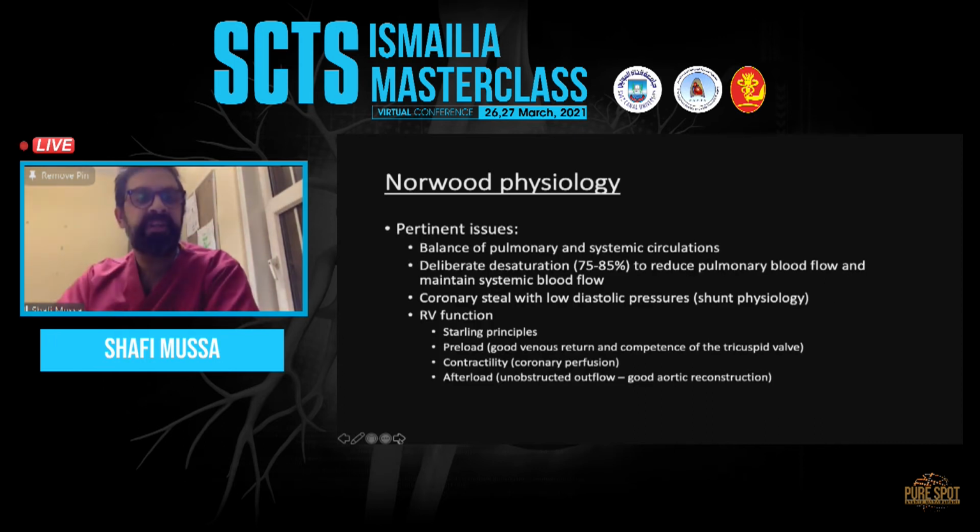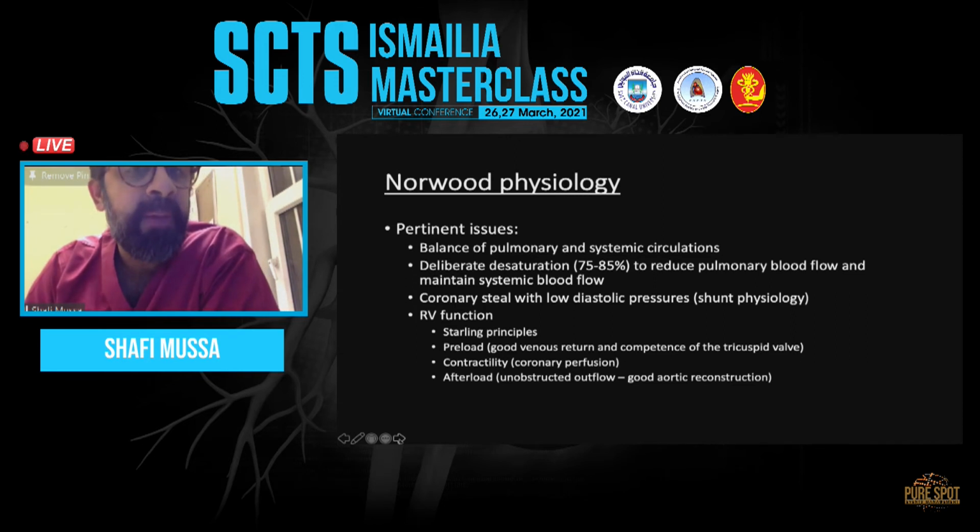What are the pertinent issues? Well, again, it's about balancing the pulmonary and systemic circulation. So again, these children are run with saturations of 75 to 85% in order to increase the pulmonary vascular resistance and therefore reduce the pulmonary blood flow and maintain systemic blood flow.